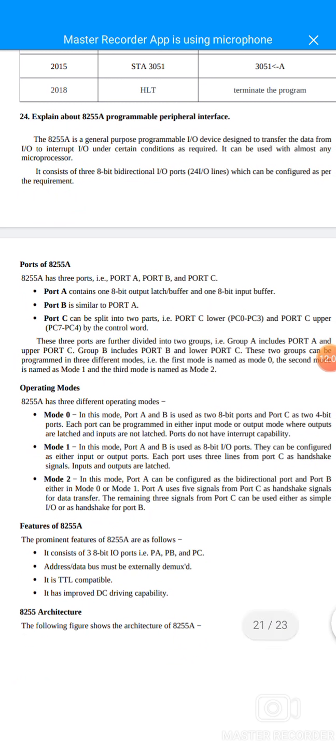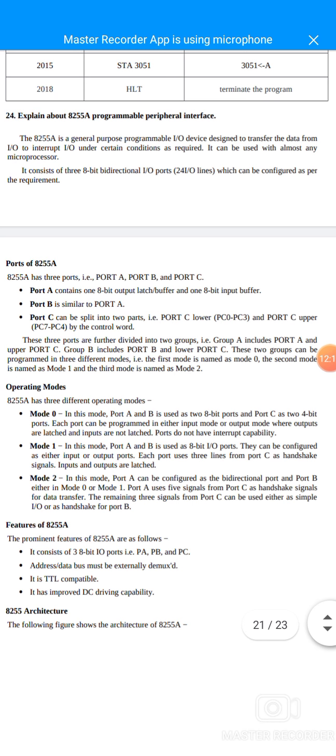Port A contains an 8-bit output latch buffer and an 8-bit input buffer. Port B is similar to port A. Port C is split into 2 parts: PC0 to PC3 is the lower port, and PC7 to PC4 is the upper port, which is also used for the control word. These 3 ports are further divided into 2 groups: Group A includes port A and upper port C, and Group B includes port B and lower port C. The 2 groups can be programmed in 3 different modes: mode 0, mode 1 and mode 2.